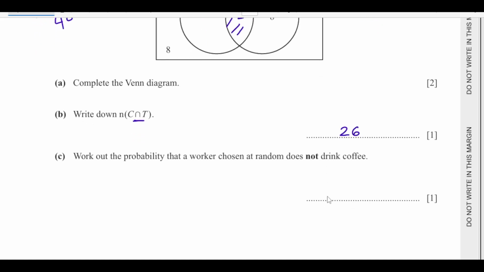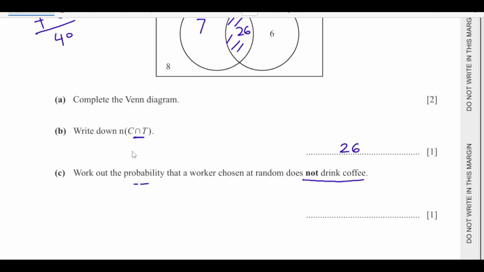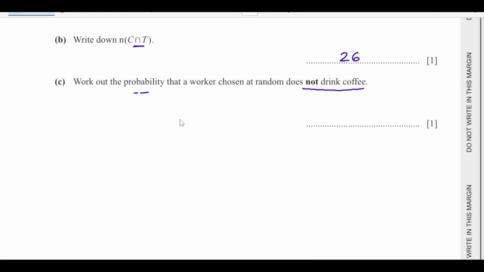Now part C, work out the probability that the worker chosen at random does not drink coffee. Those who drink coffee is 26 plus 7. You see here we have 26 plus 7, those who drink coffee. So the number of people who drink coffee is 26 plus 7, that is 33.